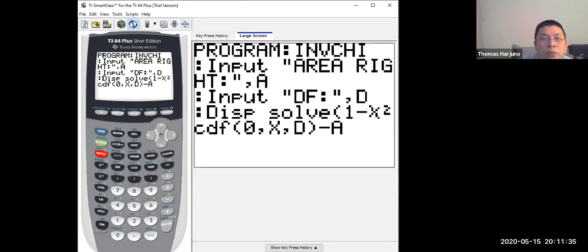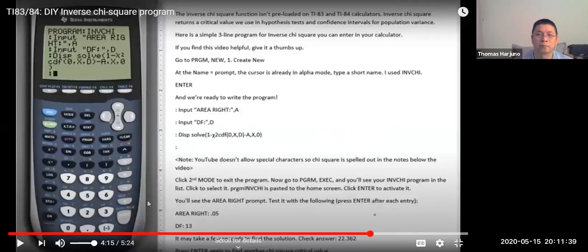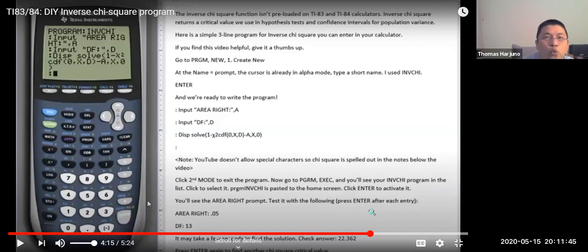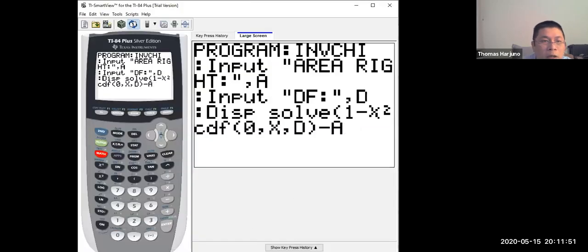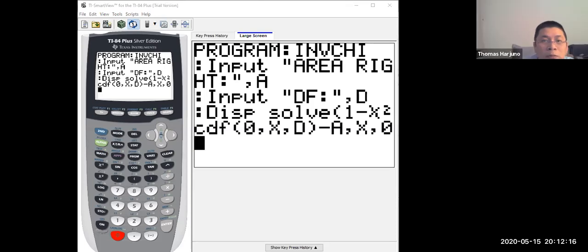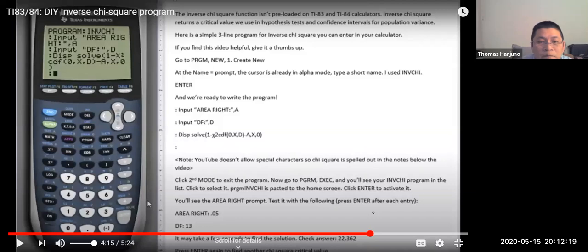Okay, let's go back to this. Minus A and then x comma 0. X comma 0. And then comma x, where's my x? Comma 0. I think there should be close parentheses. Yeah, close parentheses and then colon. Let me play that.